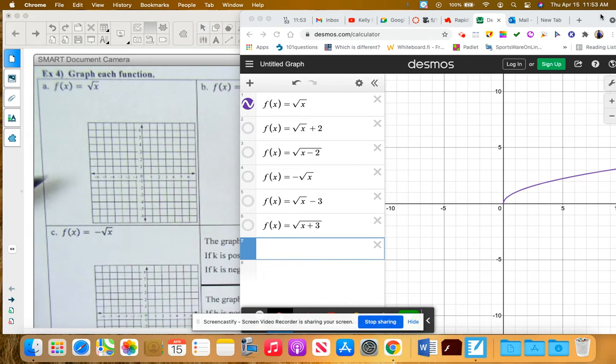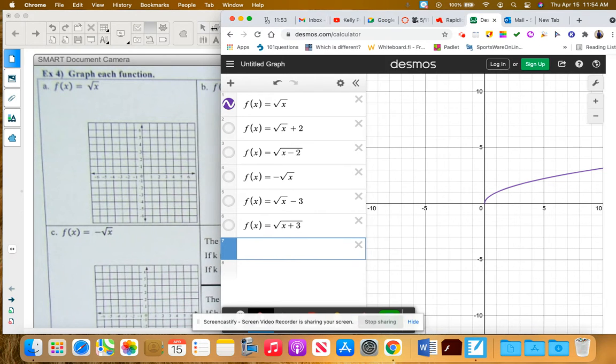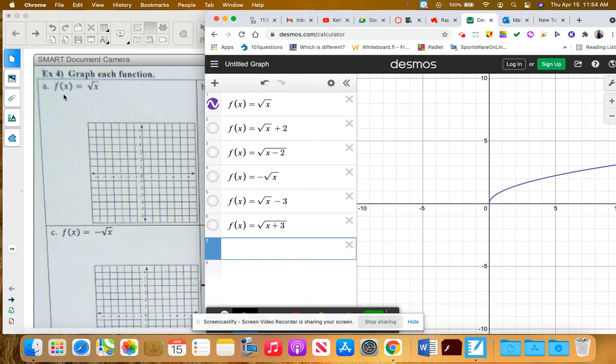So over on the left side of the screen, I'm gonna try to put the graph there and the equations that I've already typed into Desmos. And then of course we'll graph it in Desmos and see what it looks like. So let me spread this out just a little bit more and we'll be ready. All right, so A tells us to do f of x equals the square root of x. So I've already typed that in, and that's this purple graph that's right here.